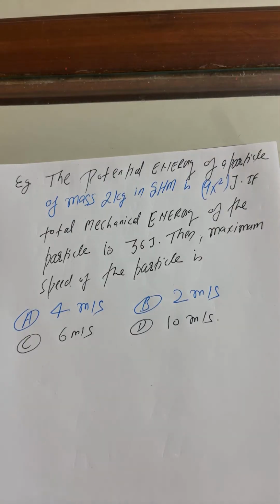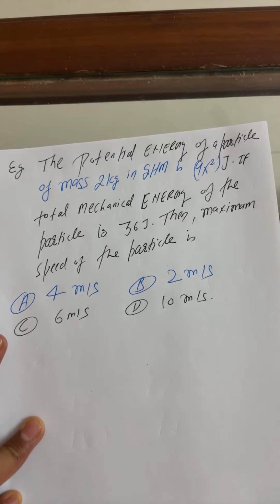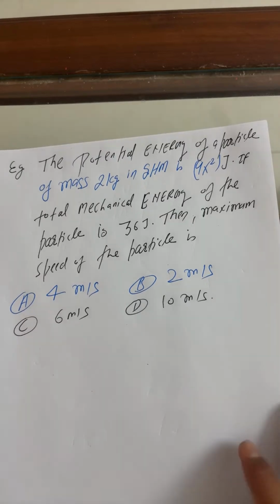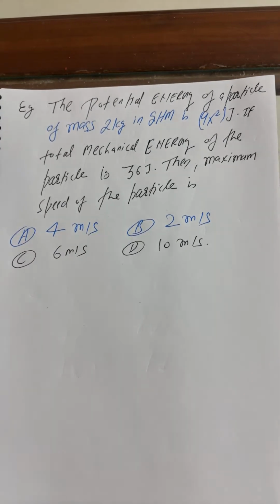Right. Okay, fine. So have a look, Richa, at the further solution of this question. I'll read the question once more: the potential energy of a particle of mass 2 kilogram in SHM is 9x squared joule, x from the mean position.